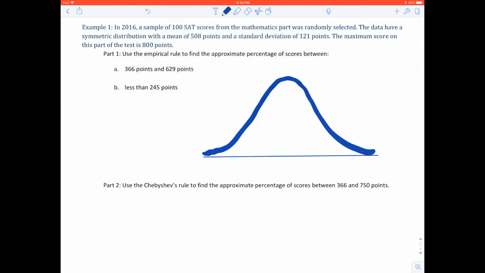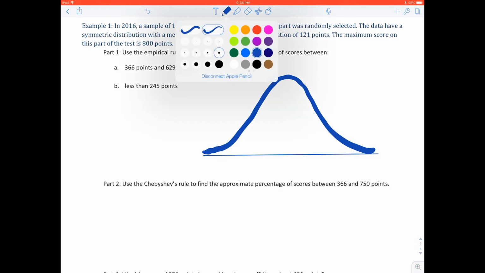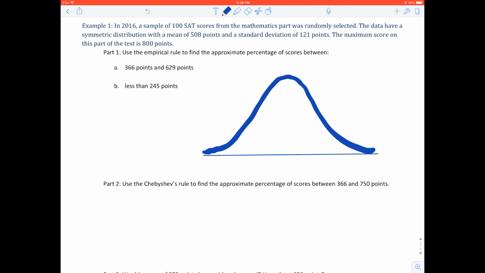Okay, so we've been given that the mean is 508 points, and that the standard deviation is 121 points. So if I go 1, 2, 3 to the right, and then 1, 2, 3 to the left, let's see what it looks like.